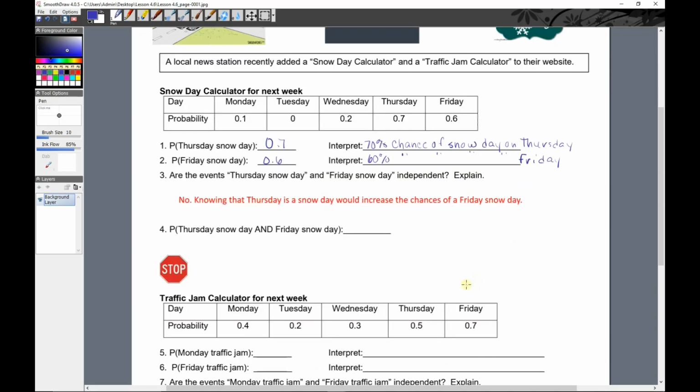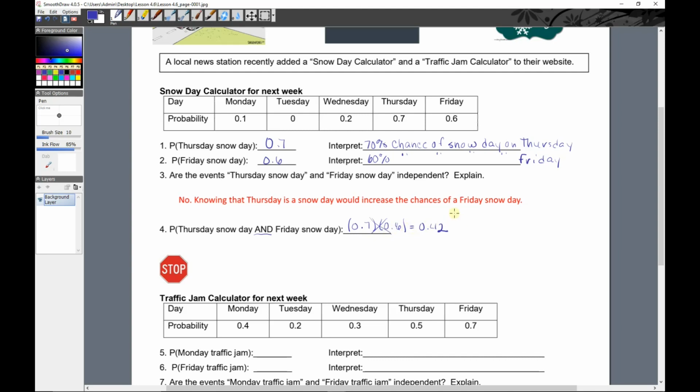All right. Well, the fourth question is, they want us to calculate the probability of Thursday snow day and Friday snow day. Remember from lesson 4.5, and means to multiply. So you might think, all right, it's 0.7 times 0.6 would equal 0.42. But you would be wrong. And the reason that you would be wrong is these days are not independent.